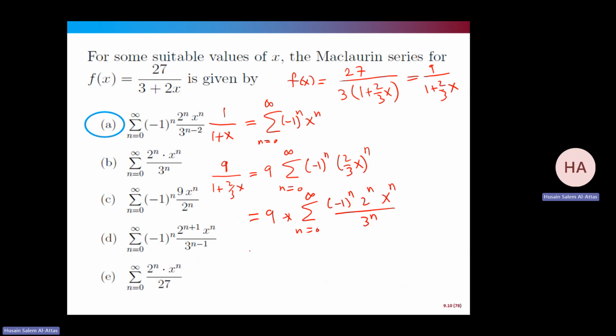What is 9? 9 is 3 squared. So I'll have this summation n equals 0 to infinity, minus 1 to the power n, 2 to the power n, x to the power n, over 3 to the power n minus 2, since 9 is 3 squared. Don't forget, 9 is 3 squared. Just to make it clear. So I have this answer. Exactly.